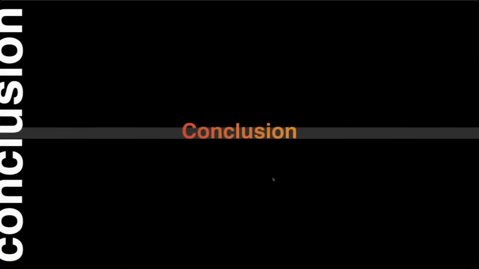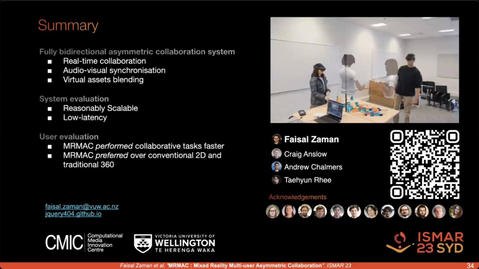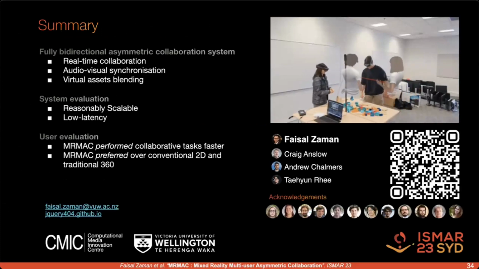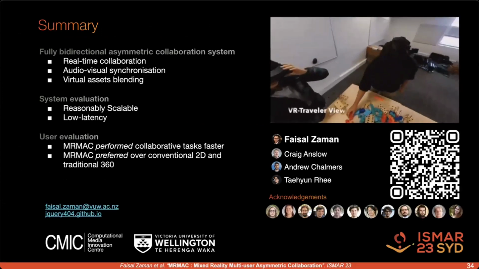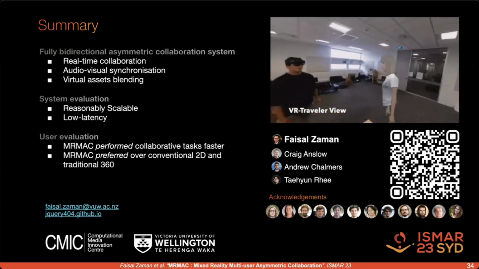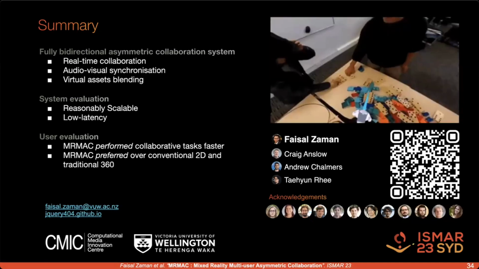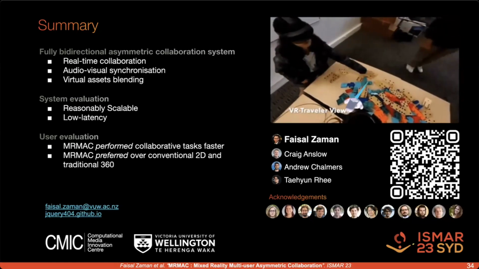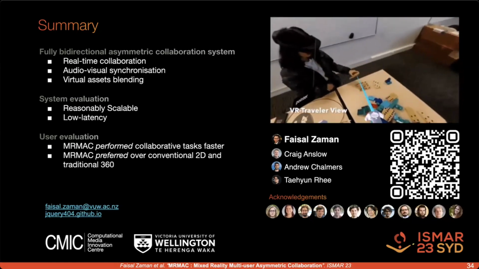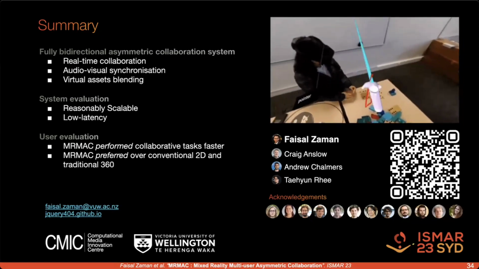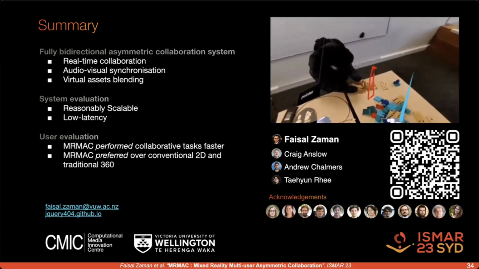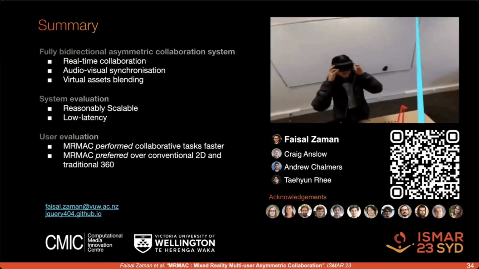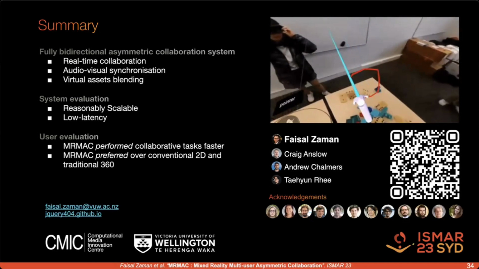So to wrap things up, we presented a fully bidirectional asymmetric collaboration system. Our system supports real-time communication, audio-visual synchronization, and at the same time, it seamlessly blends the virtual asset into the scene. We have also done the system evaluation, which shows reasonable scalability and low latency performance. We have also run a user study where participants were able to collaborate and solve the tasks faster.